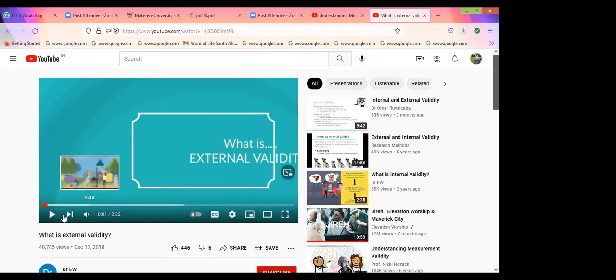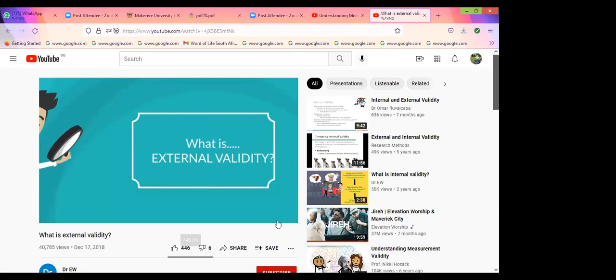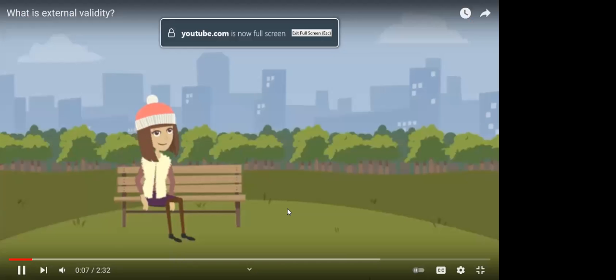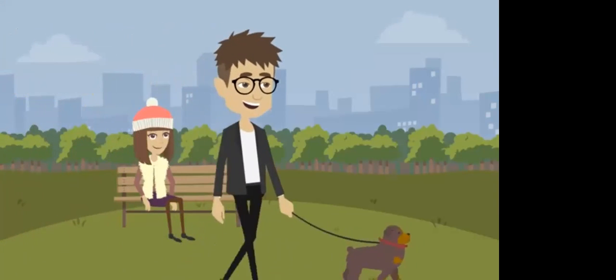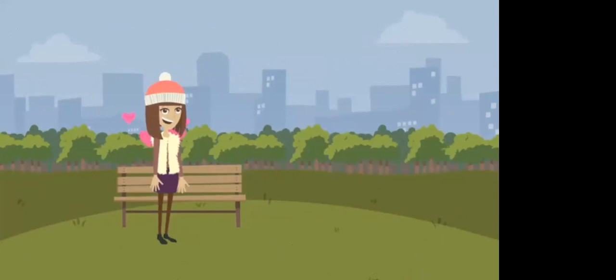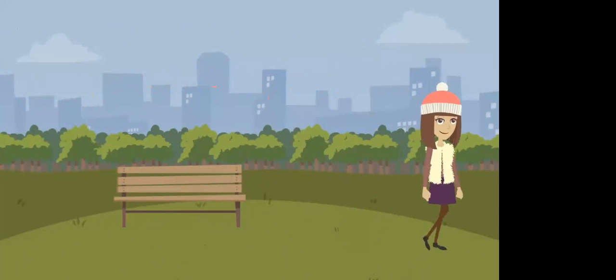External validity. Imagine this scenario. Let's say a lady is sitting on a park bench when a stranger walks by and catches her interest. She would like to make a good impression on him next time she sees him, so she decides to do some research. She surveys the next group of people she comes across to get opinions on how you make someone fall in love with you.